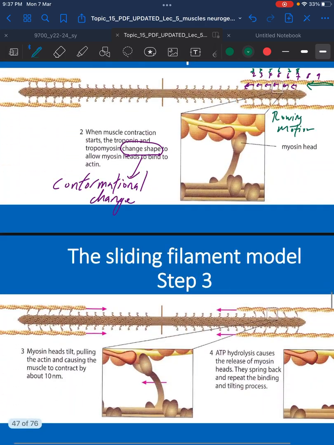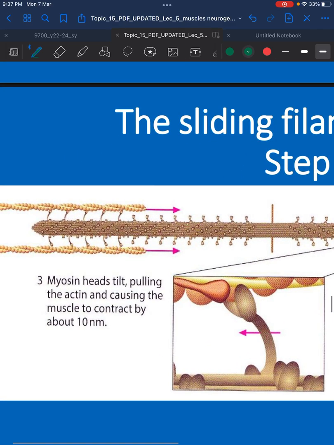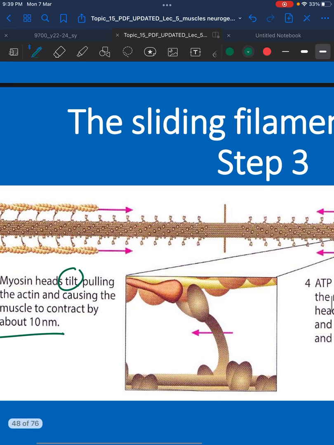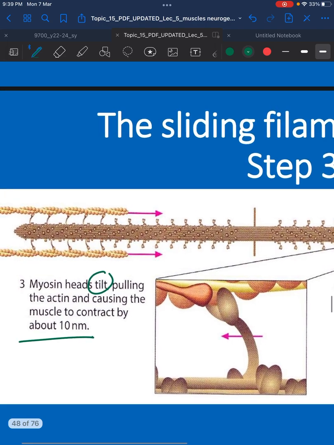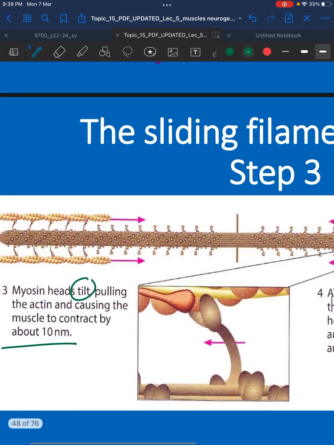Okay, I think that's about it for that particular slide. As you can see here, the myosin head tilts, okay, pulling the actin and causing the muscle to contract by about 10 nanometer. Then it will move again 10 nanometer, and then again by another 10 nanometer, and so on.